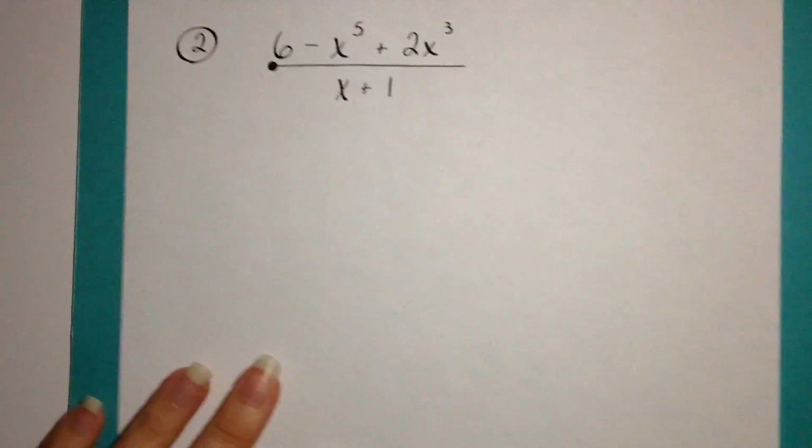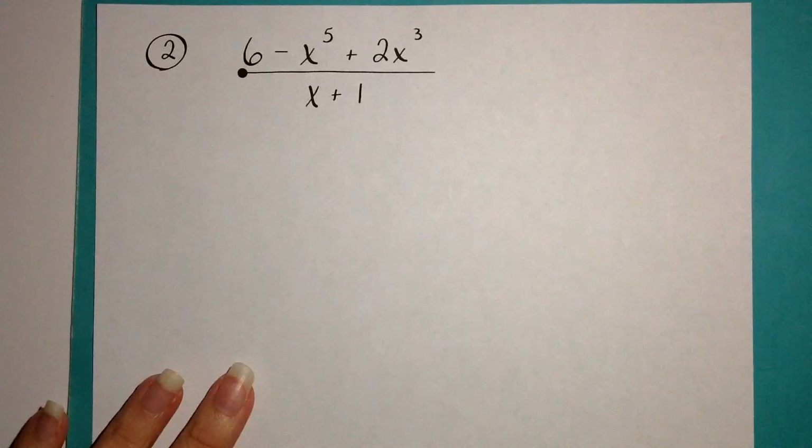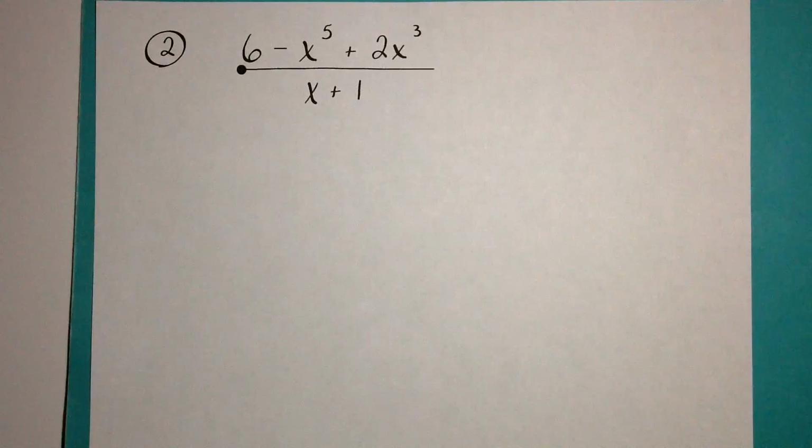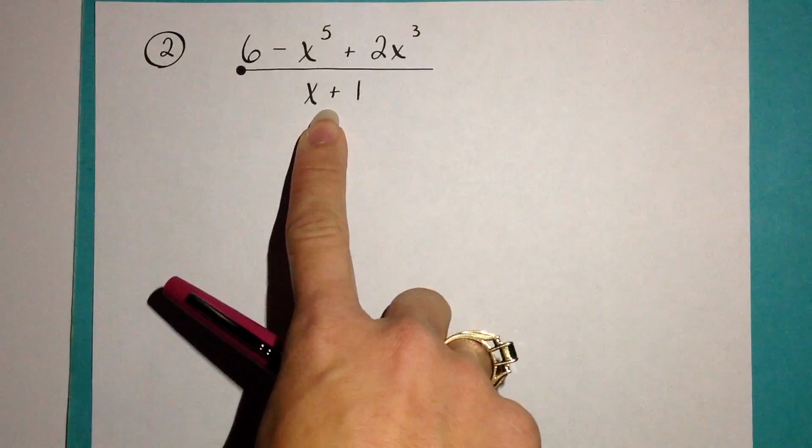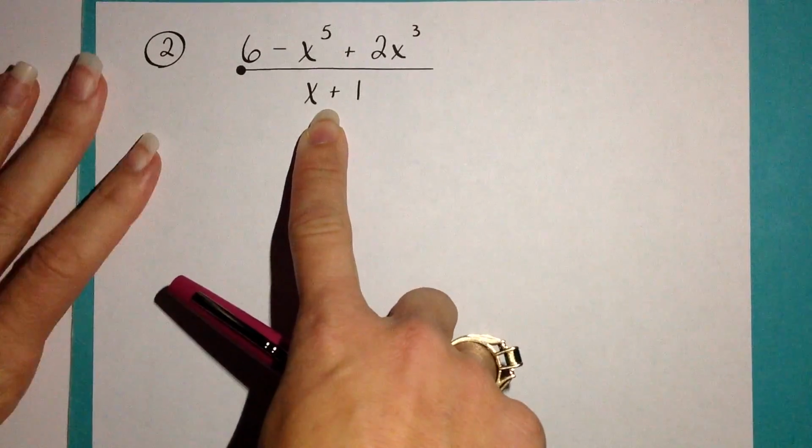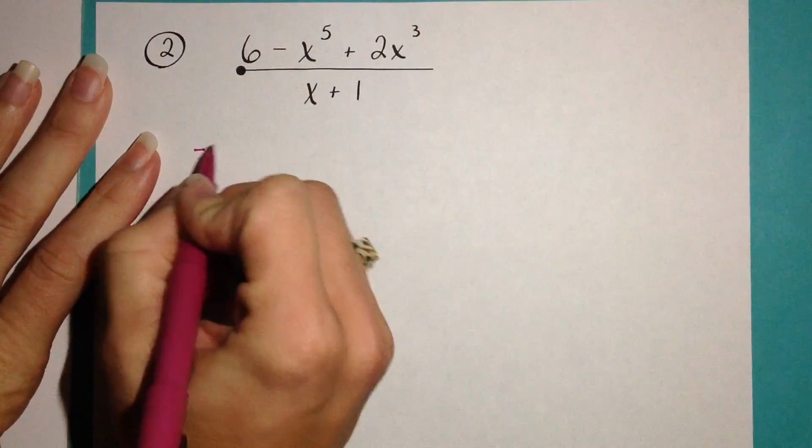Here's another one. Of course, this one is presented to you in fraction form. So setting this one up, again, if you were to set the divisor equal to 0 and solve it, you get negative 1. So negative 1 is going to be out front.